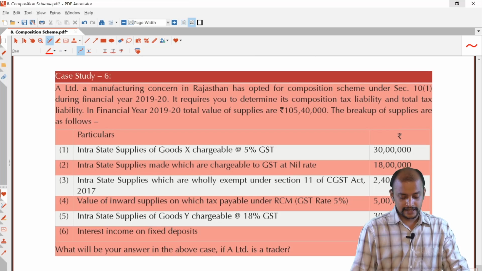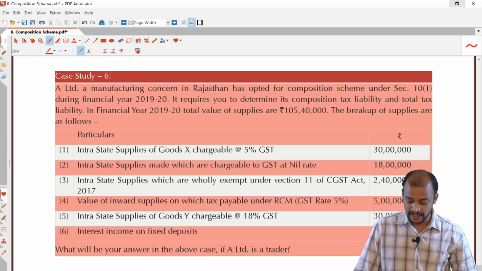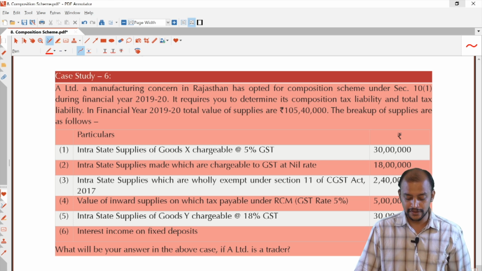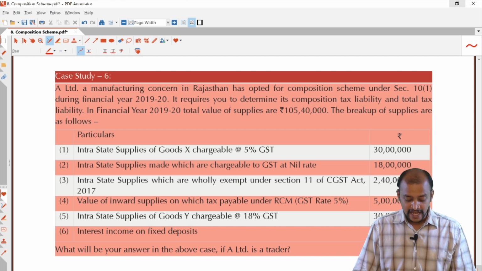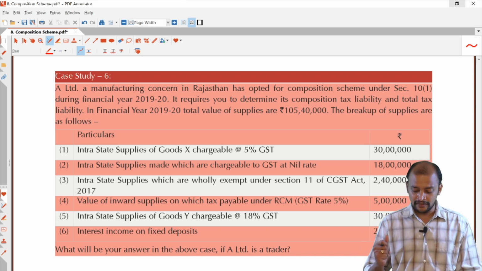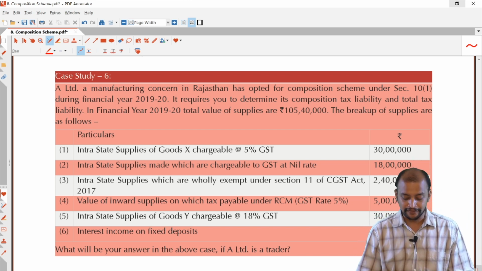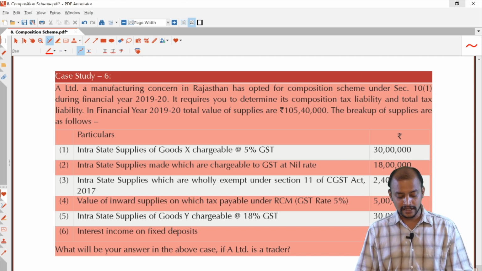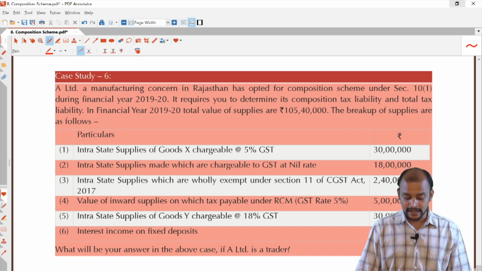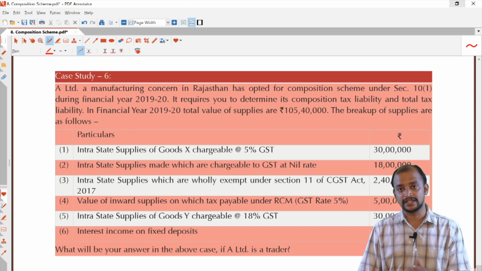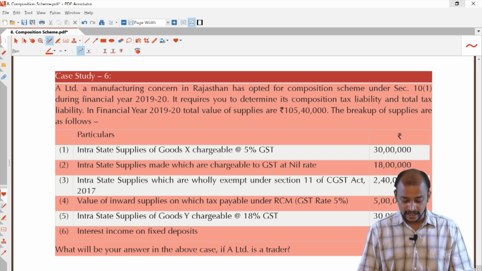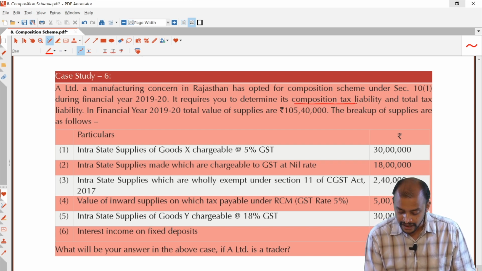Then case study 6. A Limited, a manufacturing concern in Rajasthan, has opted for the composition scheme under Section 10 subsection 1 during financial year 2019-20. It requires you to determine its composition tax liability and total tax liability. In financial year 19-20, the total value of supplies is 105 lakh 40,000. The breakup of supplies is as follows. Intrastate supply of goods X chargeable at 5% GST. See, what is it they are telling? It requires you to determine the composition tax liability.